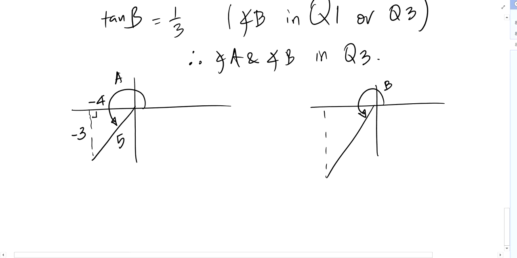Now next, angle B tells that tangent B is 1 over 3. So, you can use opposite over adjacent, but opposite refers to the x or the y value?